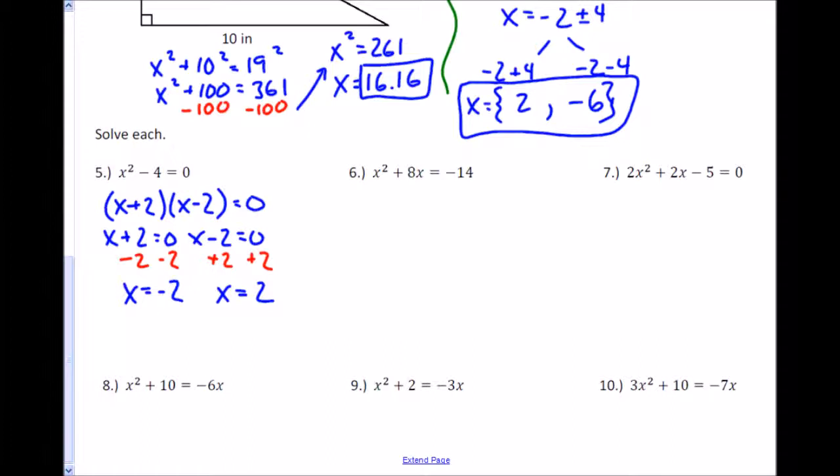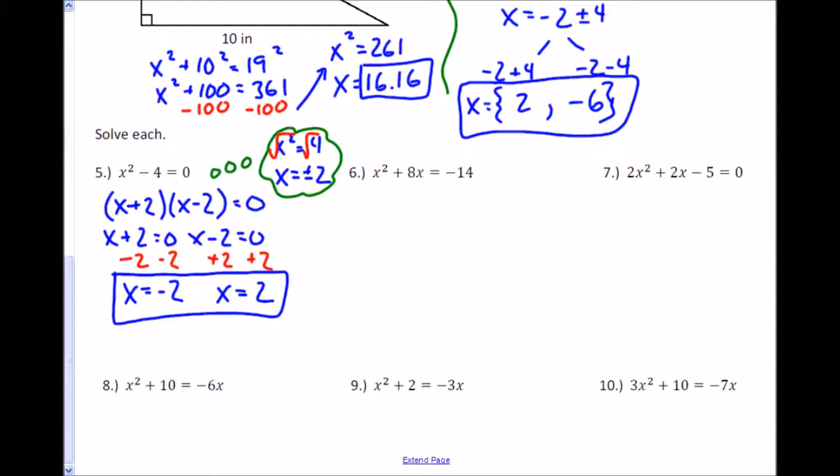The other way to go about doing this is if I had added the 4 to each side. If I had added the 4 to each side, I would have ended up with x squared equals 4. And then you could solve it this way by taking the square root, but we have to be very careful. Remember, when we take the square root, we have to do plus or minus that root. And so we still get the positive 2 and the negative 2.